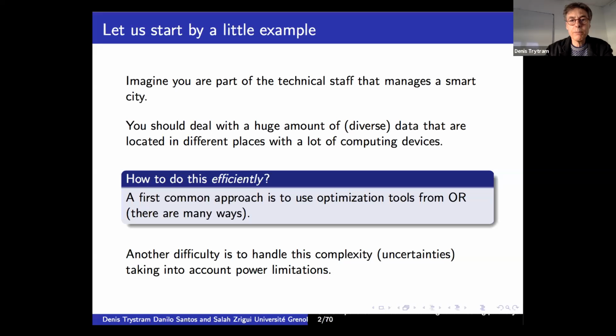Process. So imagine you are part of the technical staff of, how to say, people who manage a smart city, and there is a huge amount of diverse data here that are located in different places, and that they use a lot of different computing devices. And the problem here is how to do this efficiently.